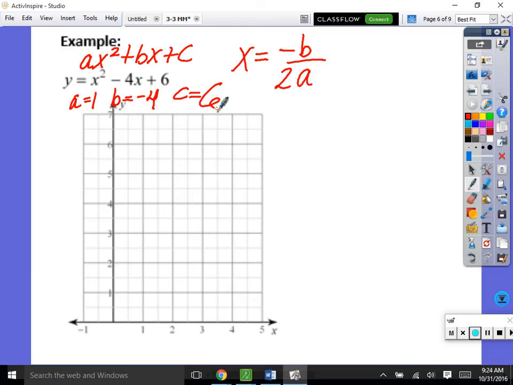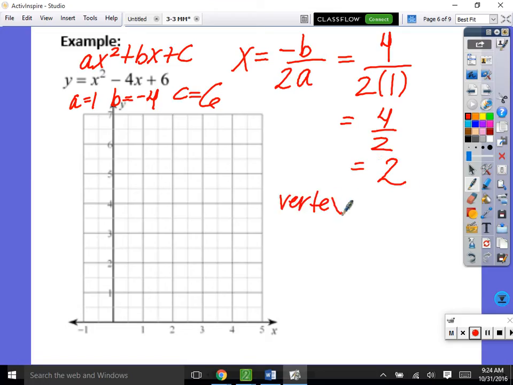So let's plug in what we know correctly. You've got to do it correctly. So negative b really just means opposite of b. Isn't it already negative? So it's going to be positive 4 on top, because it's the opposite of negative 4, all over 2 times a, which is 1. So we have 4 divided by 2, which is 2. So our vertex is at 2 comma something. So we'll plug 2 into our function. So that'll be 2 squared minus 4 times 2 plus 6. Calculate that, and let's see what we get for the y value.